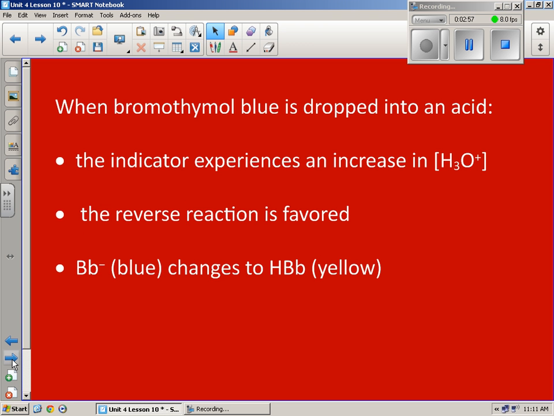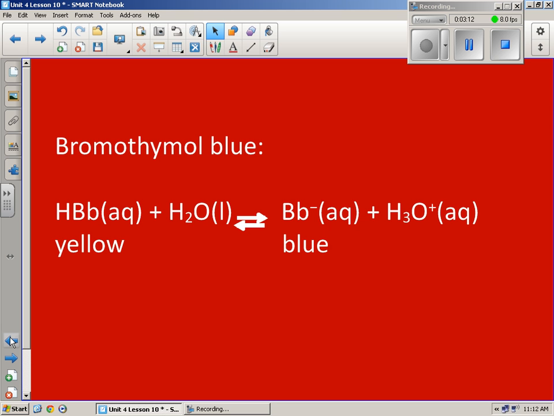When bromothymol blue is dropped into acid, it increases the H3O plus concentration, okay? Now, the reverse reaction is favored. Bromothymol blue changes to a yellow. Now look here, guys. Go back to here for a second. This is kind of tough to show you, and it's kind of tough to wrap your head around it. So here's what I'm going to say. This is the equilibrium we are talking about right here, this one, okay?